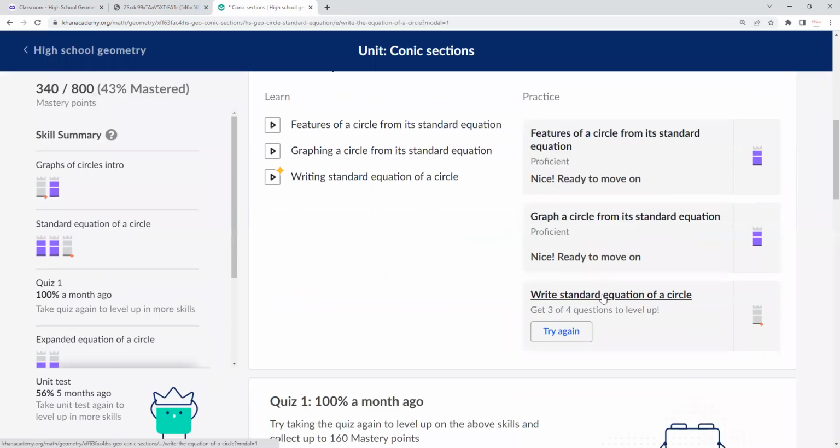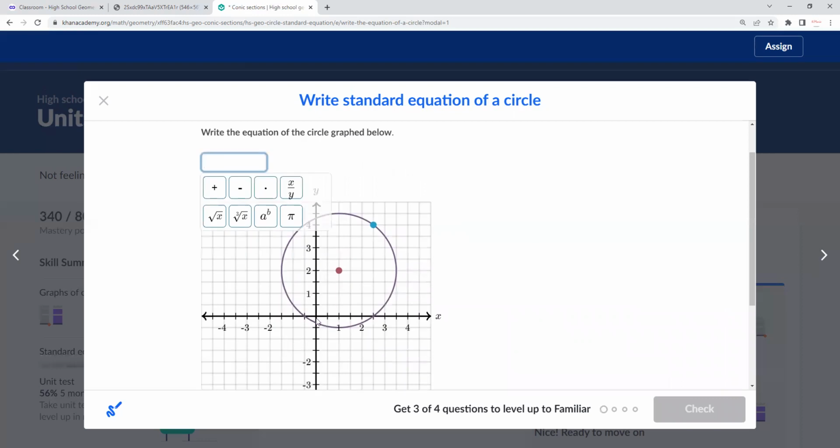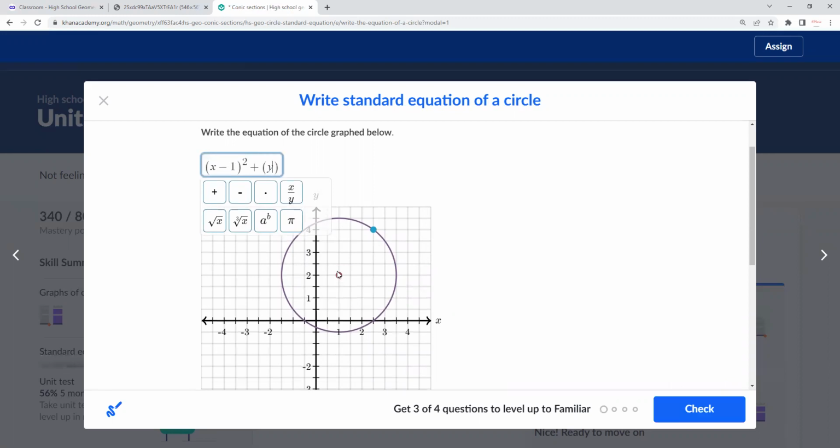So let's do another one of these. Okay, let's write the equation of the circle. The center's at 1, 2. So x minus 1 squared plus y minus 2 squared. And then you would find the radius, or you could just count it. 1, 2, 3, 4, 5. Oh, sorry, 5 squared, so 25. 1, 2, 3, 4, 5.